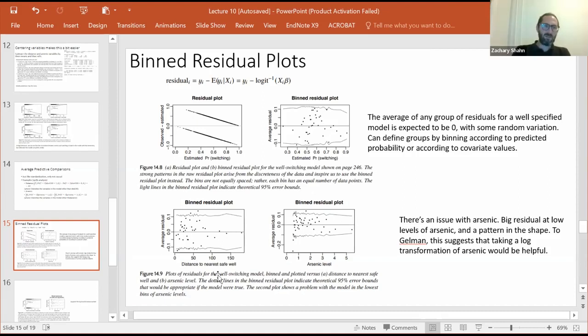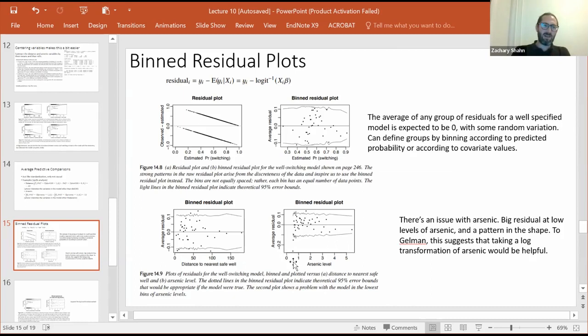Just like with a linear model, you don't have to plot the predictions against the residuals. You can also plot covariates against residuals. And Gelman did this here with distance and arsenic level in the Wells example, and found that the distance bin residual plot looked good, but the arsenic one looked bad. So there are some issues. Like at very low levels of arsenic, there was a very large residual for one thing.